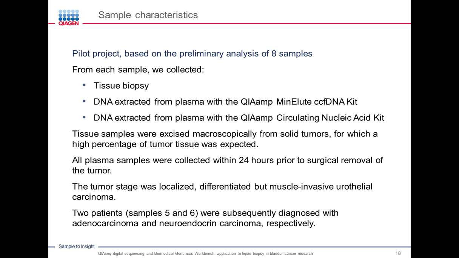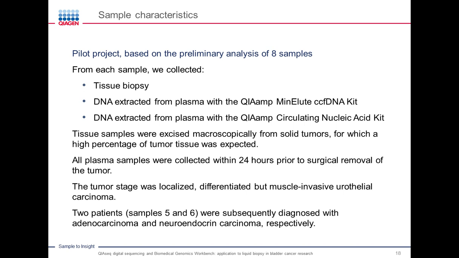The tissues were excised macroscopically from the solid tumor, as in a classic solid biopsy, and a high percentage of tumor tissue was expected. At the same time, all plasma samples were collected within the 24 hours prior to surgical removal of the tumor. So this ensures the accuracy of the comparison. It is also important to notice that the tumor stage was localized. The tumor type was muscle invasive urothelial carcinoma in most of these patients.